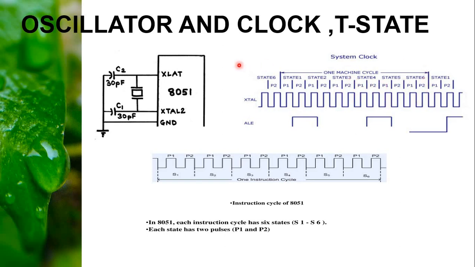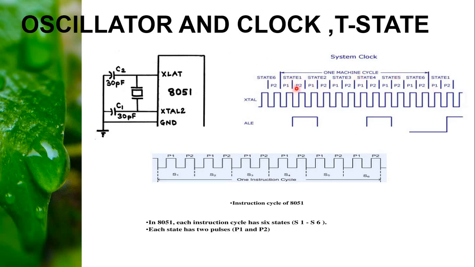So, if I'm using a 12 megahertz crystal oscillator, I'll get a time period of 1 microsecond, that is T equal to 1 by F. So from that we will be getting a value. So 1 microsecond I'll get. For one machine cycle, we'll get 12 clock pulses. Okay, this is the one machine cycle.